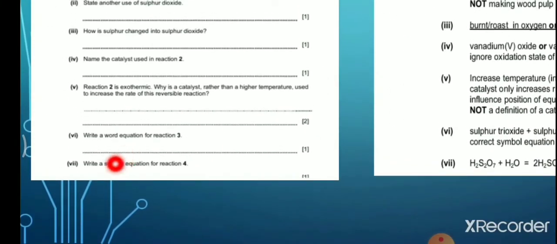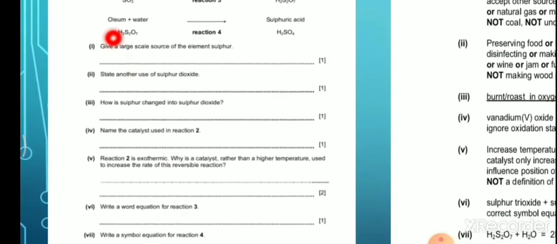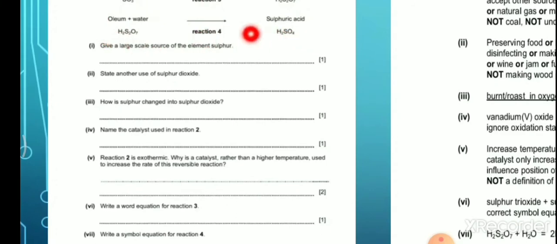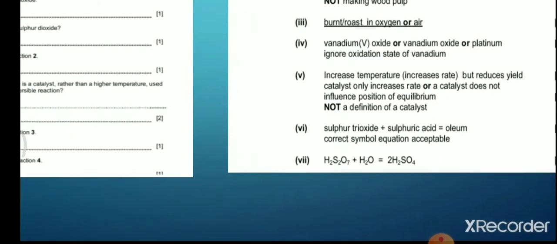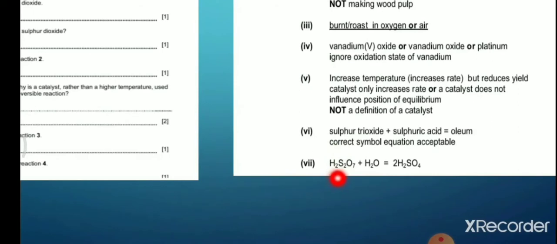Last question here: write a symbol equation for reaction 4. This is the fourth reaction. You need to write a symbol equation. Already half is given here, this species and this species. The only thing you should write here is water. In the word equation you can see there is water, right? So the answer will be H2S2O7 plus H2O gives H2SO4. You can see it here in the answer.